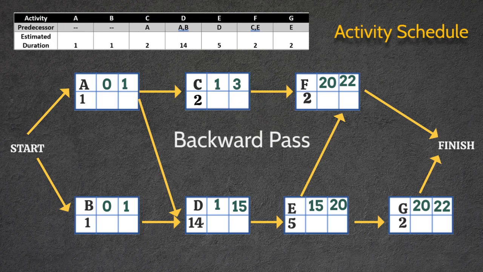Now let us do the backward pass. Since the project's completion time is 22 weeks, the latest finish times for the activities at the finish nodes F and G will be 22. In a nutshell, this means that activities F and G cannot be completed in longer than 22 weeks.